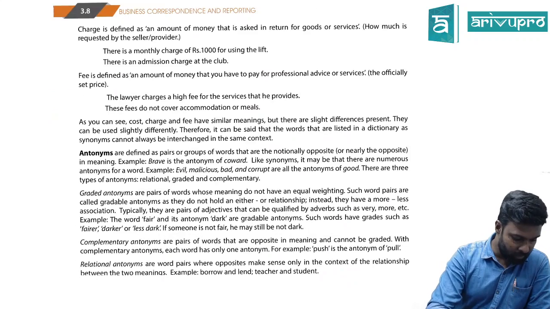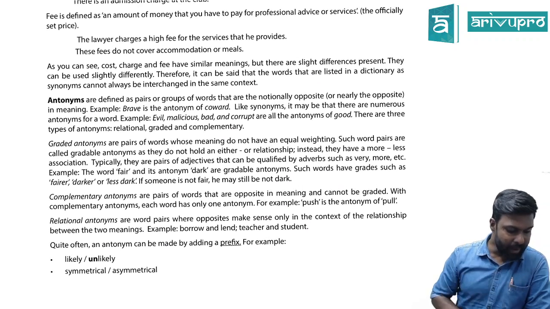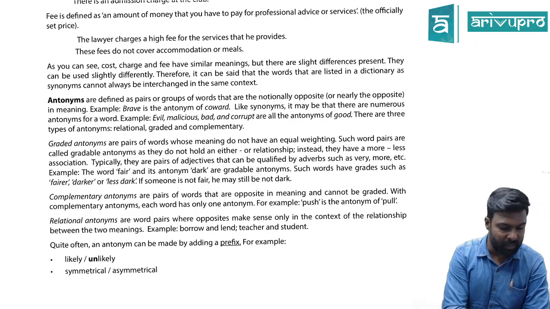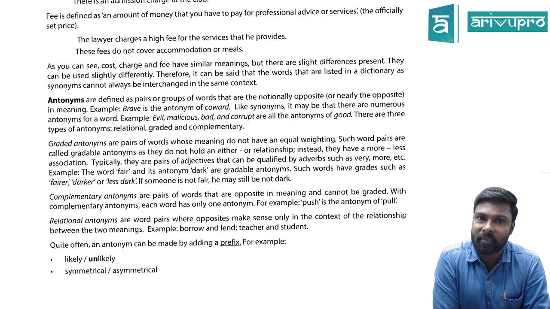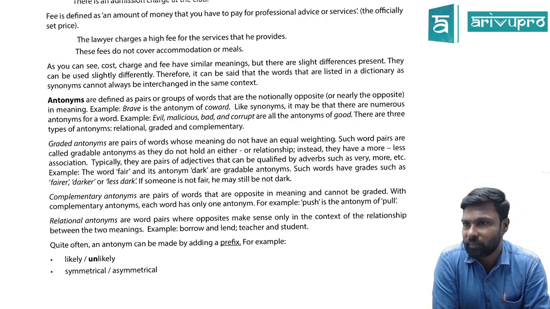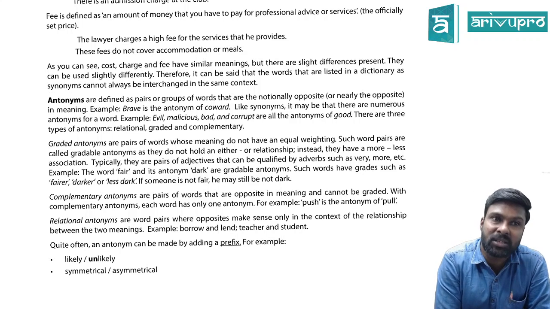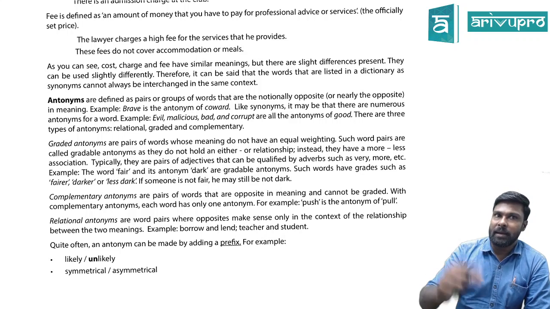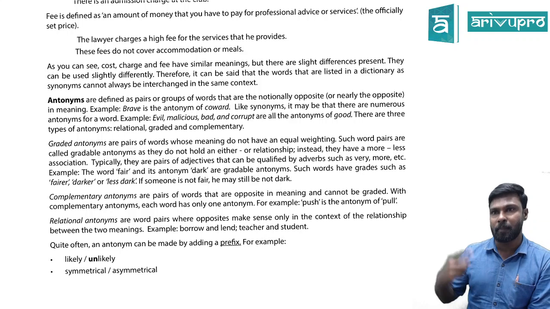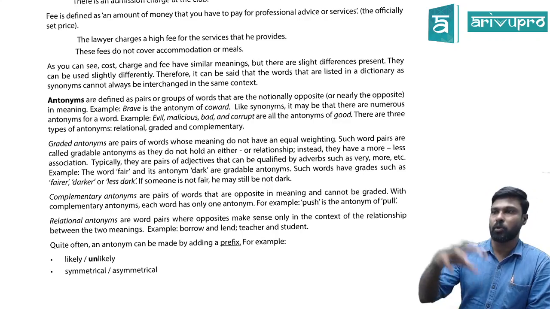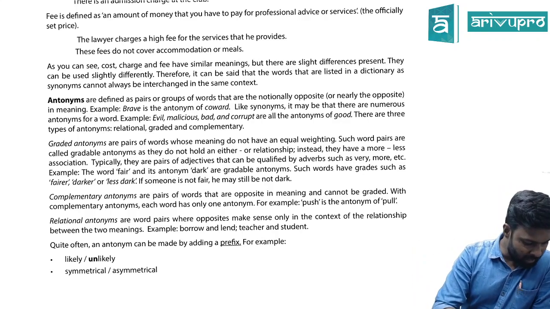Now let's move on to antonyms. Antonyms are defined as pairs or groups of words that are notionally opposite. The opposite of good is bad. Can you also say the opposite of good is wrong? No, it may not be appropriate. The opposite of right is wrong. So, exact words are to be understood. That's why there needs to be a lot of practice with regard to synonyms as opposed to antonyms. Now look at the examples given there.